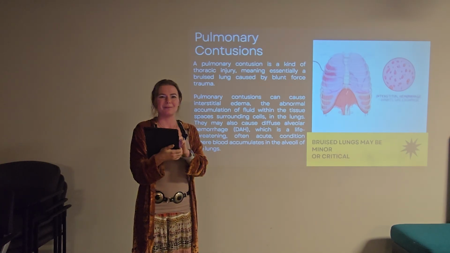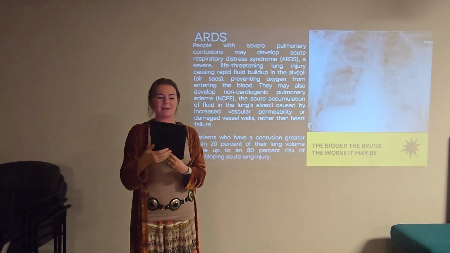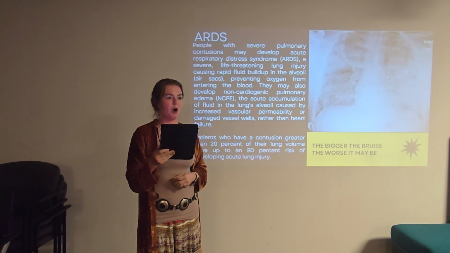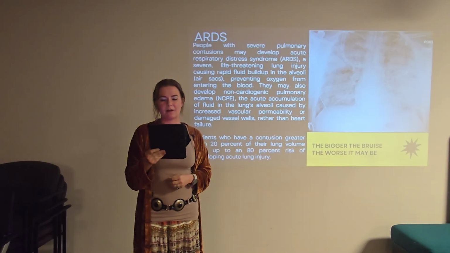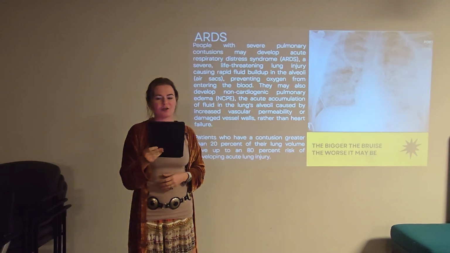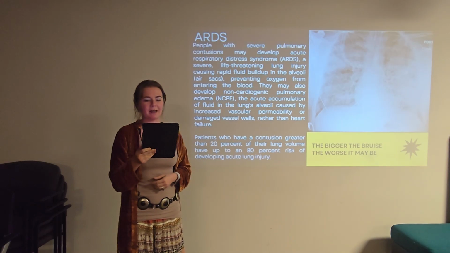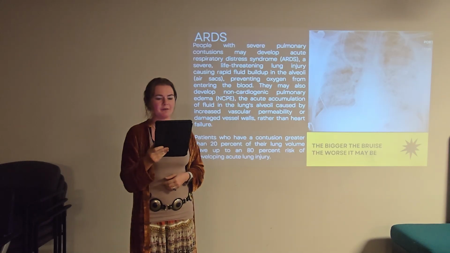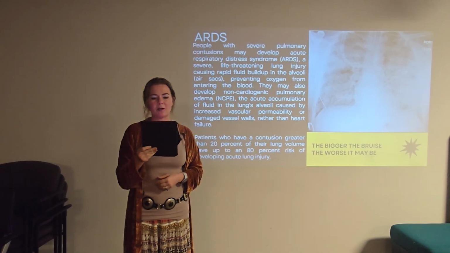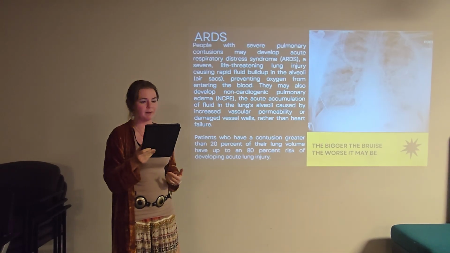People with severe pulmonary contusions may develop acute respiratory distress syndrome, which is called ARDS, a severe life-threatening lung injury causing rapid fluid buildup in the alveoli, the air sacs, preventing oxygen from entering the blood. They may also develop non-cardiogenic pulmonary edema, the acute accumulation of fluid in the lungs' alveoli caused by increased vascular permeability or damaged vessel walls rather than from heart failure.